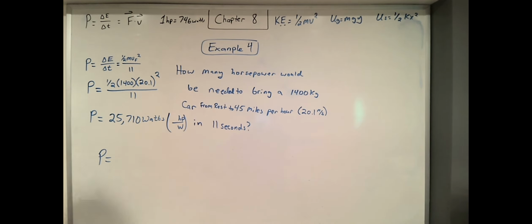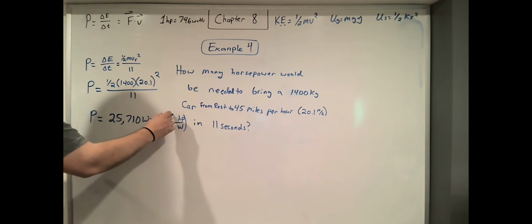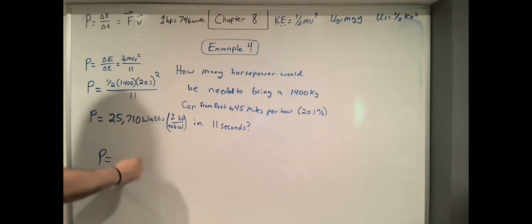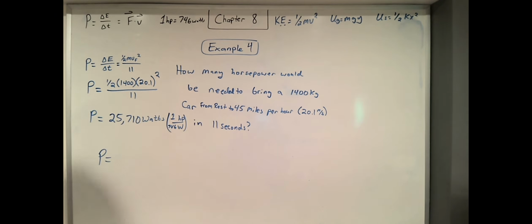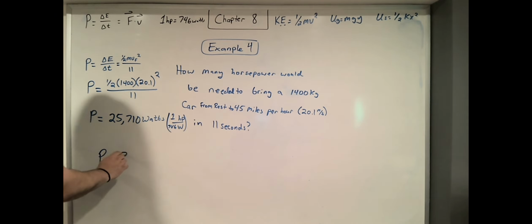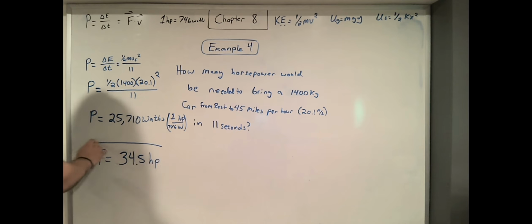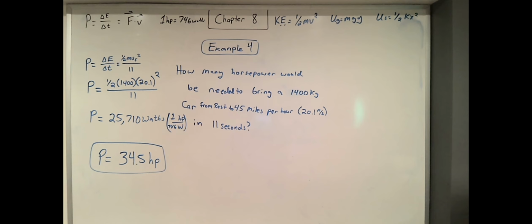Okay, so that should be pretty basic right now. What we want to do then is divide this by 746, because 1 horsepower is 746 watts. So we're dividing by 746, and we get something that's around 34.5 horsepower.